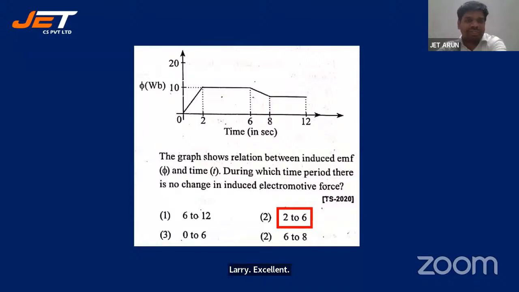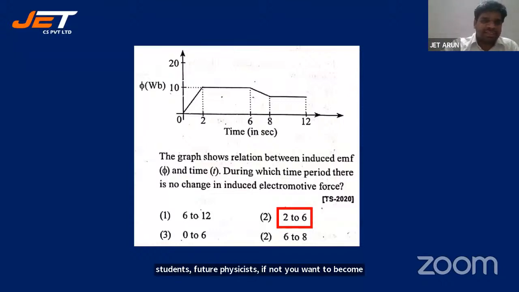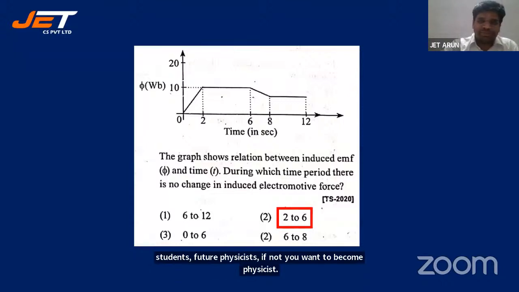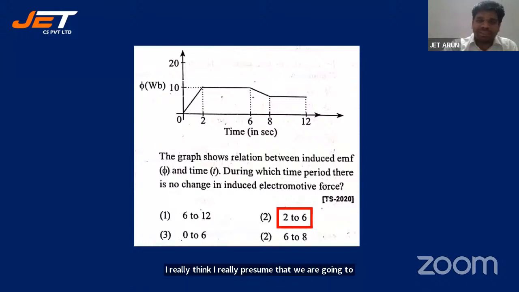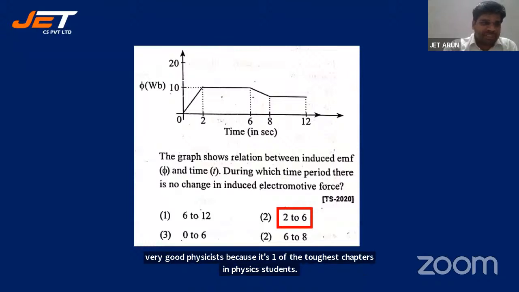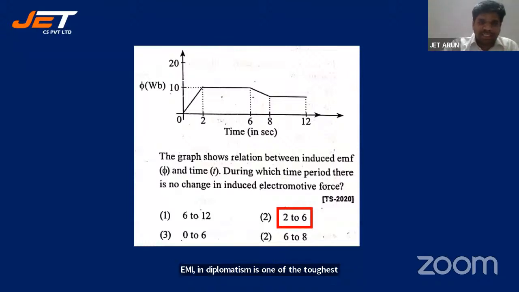Okay, you all have got very good understanding of the flux and EMF. Excellent students. Good physics students, future physicists. If not, you want to become physicist, I really presume that you are going to be very good physicists because it's one of the toughest chapters in physics, students. EMI, electromagnetism, is one of the toughest chapters in physics. Okay, Harshita, it is like this.